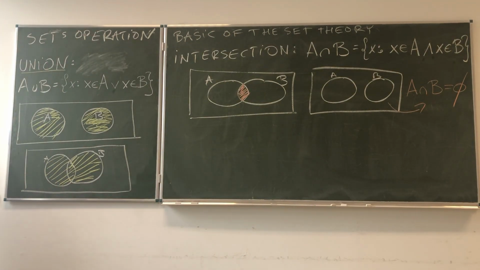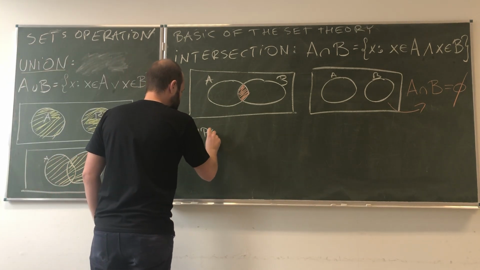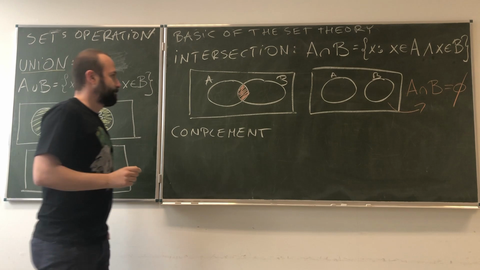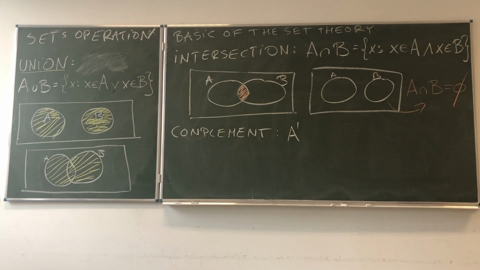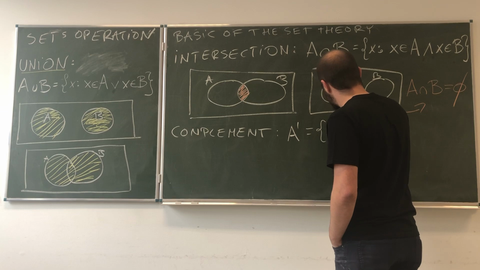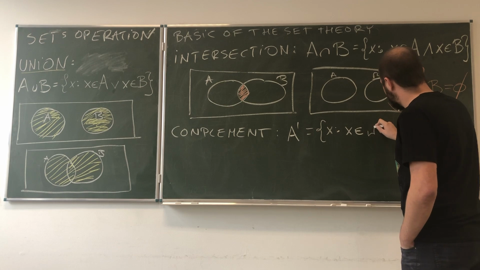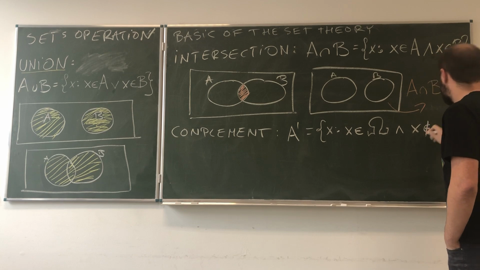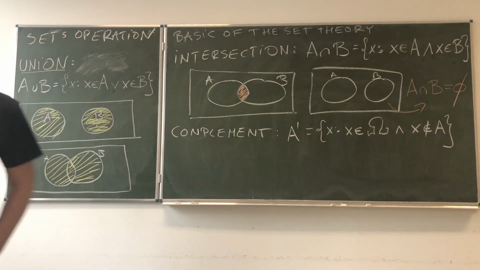Okay, then next thing we're going to have is complement of A. So we will denote it as A prime. So this means the complement of A. And those are all the elements x such that x is an element of the universe and x is not an element of A. Now, how do we see that?